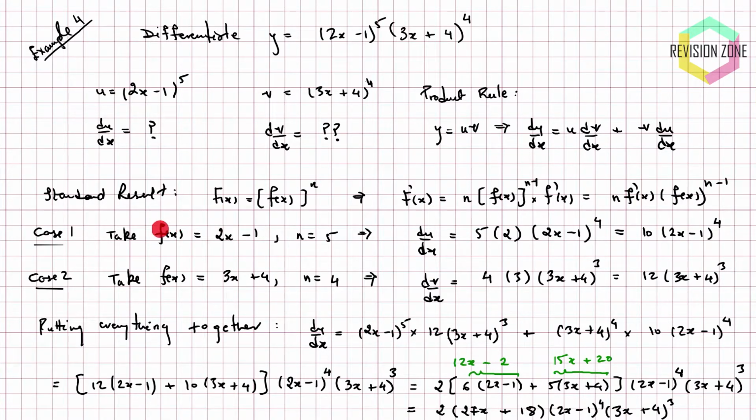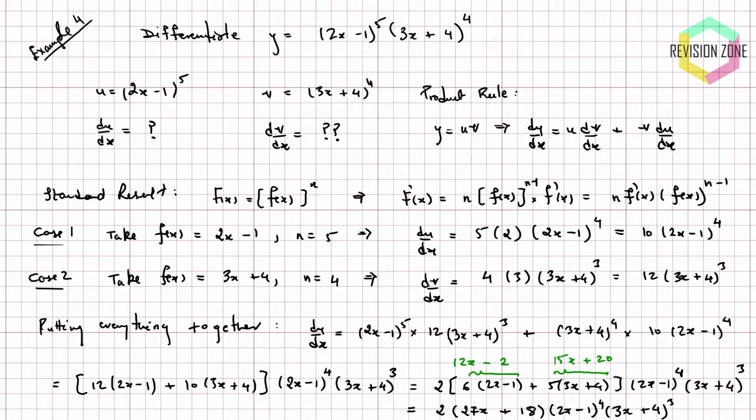Our f prime, so 2x minus 1 differentiates to just give us 2. And then our f is obviously 2x minus 1. And then the power we want to be 1 less than n. Well, our n was 5, so 1 less than 5 is 4, okay? And simplifying that, that just gives us 10 times 2x minus 1 all to the power 4.